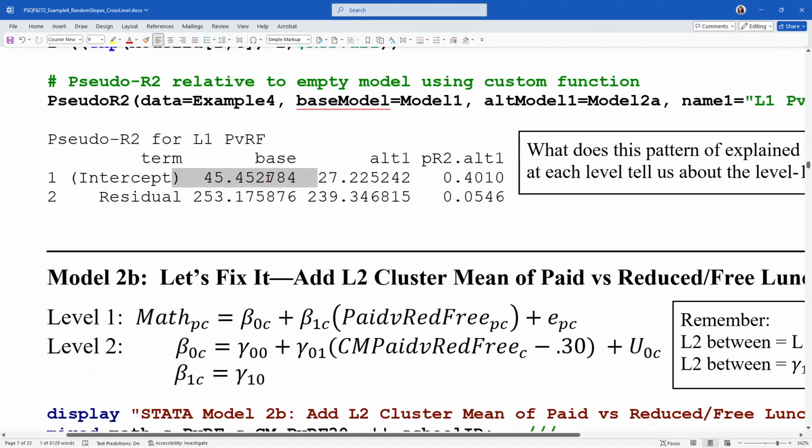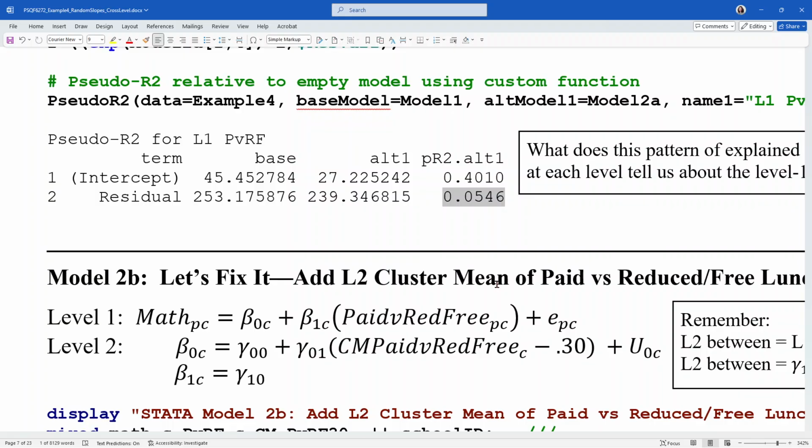But 45 was all the variance across schools in math mean scores. That's what we got from our empty model. 253 is all the variance across students in math scores. We know this is 15%, we know this is 85%, just rounding here. In the new model, the level 1 variance was reduced by about 5% relative to what it was. So 5% of all the reasons why students differ in math has to do with their economic status.